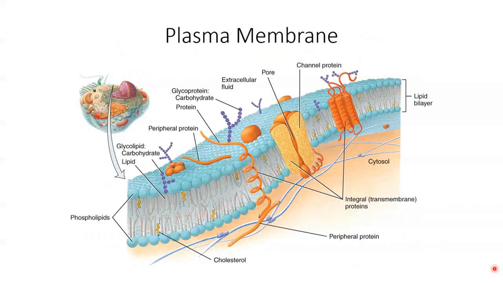So the first structure that we're going to take a look at in a little bit more detail is the plasma membrane. And the plasma membrane is a flexible yet sturdy barrier that surrounds and contains the cytoplasm of a cell. The plasma membrane is made up of what we call a phospholipid bilayer, which is just two back-to-back layers of phospholipids. So bi meaning two, bilayer meaning two layers.